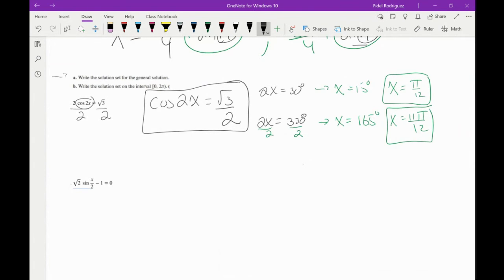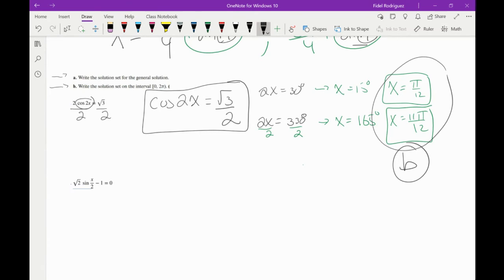Look what the first part asks me for. It asks me for the solution set for the general solution. Part B is asking me for the solution set over the interval from 0 to 2 pi. This right here is actually my answer for part B. That's the interval from 0 to 2 pi. I don't know why it's asking me in that order, but that's the way it's written. But what we've really done is we've really done part B before we've done part A.